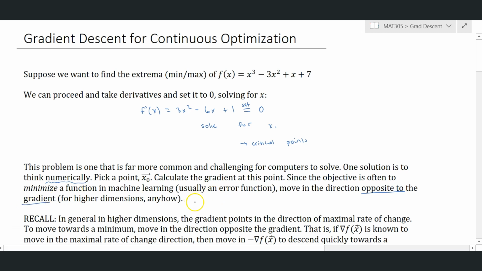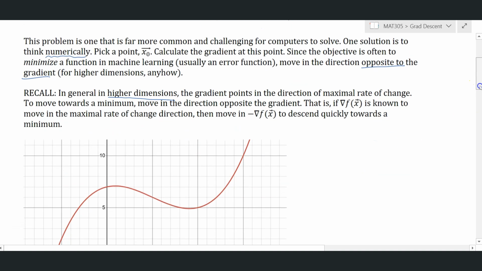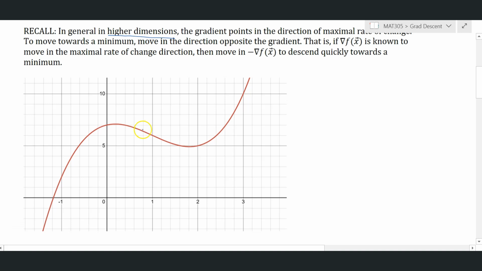And remember, gradient moves in the direction of maximal rate of change. Therefore, to move towards a minimum, move in the direction opposite the gradient. That is, if the gradient of f is known to move in the maximal rate of change direction, then move in negative gradient to descend quickly towards a minimum. Now, this is really in higher dimensions. In a two-dimensional graph like this, where you only have one input variable, the gradient is really just the derivative at that point, and the derivative doesn't point in the maximal rate of change. It always points in the direction of increasing x. So it's a little bit different here, but let's go ahead and illustrate this.